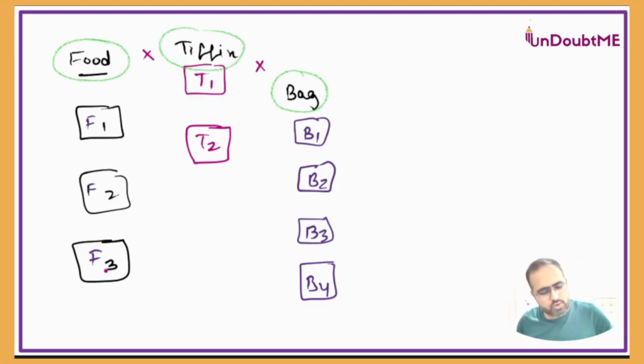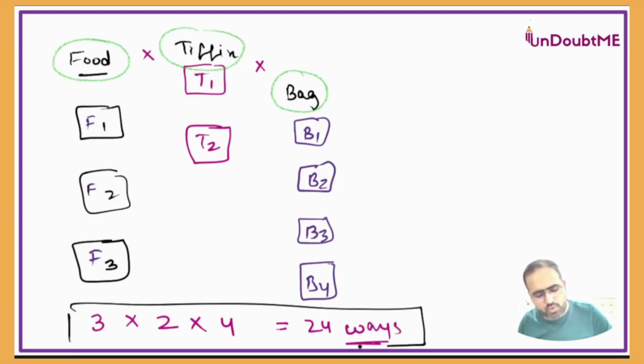Alright. So you have three food options, two tiffin options and four bag options. So in total, how many ways are possible with which you can select any of the food, any of the tiffin and any of the bag? It will be 24 ways. And this is called the multiplication rule. Okay, so multiplication rule is clear? Yes, sir. Now we'll move on to the addition rule.